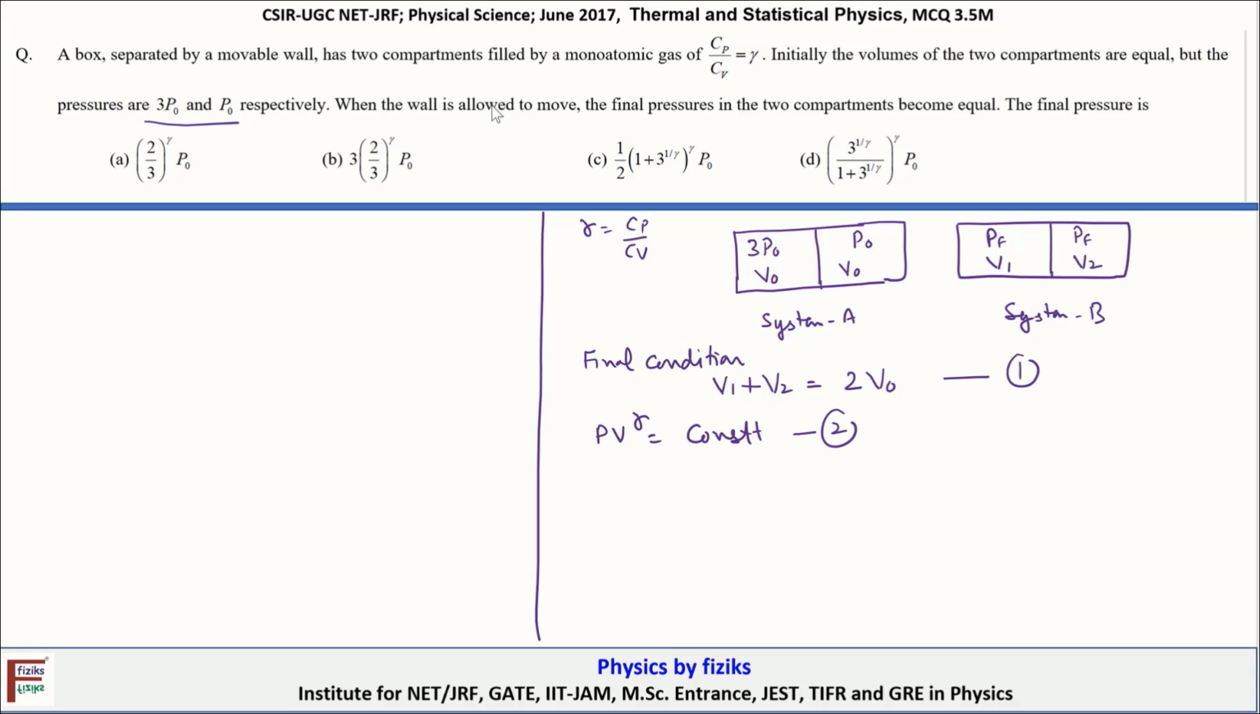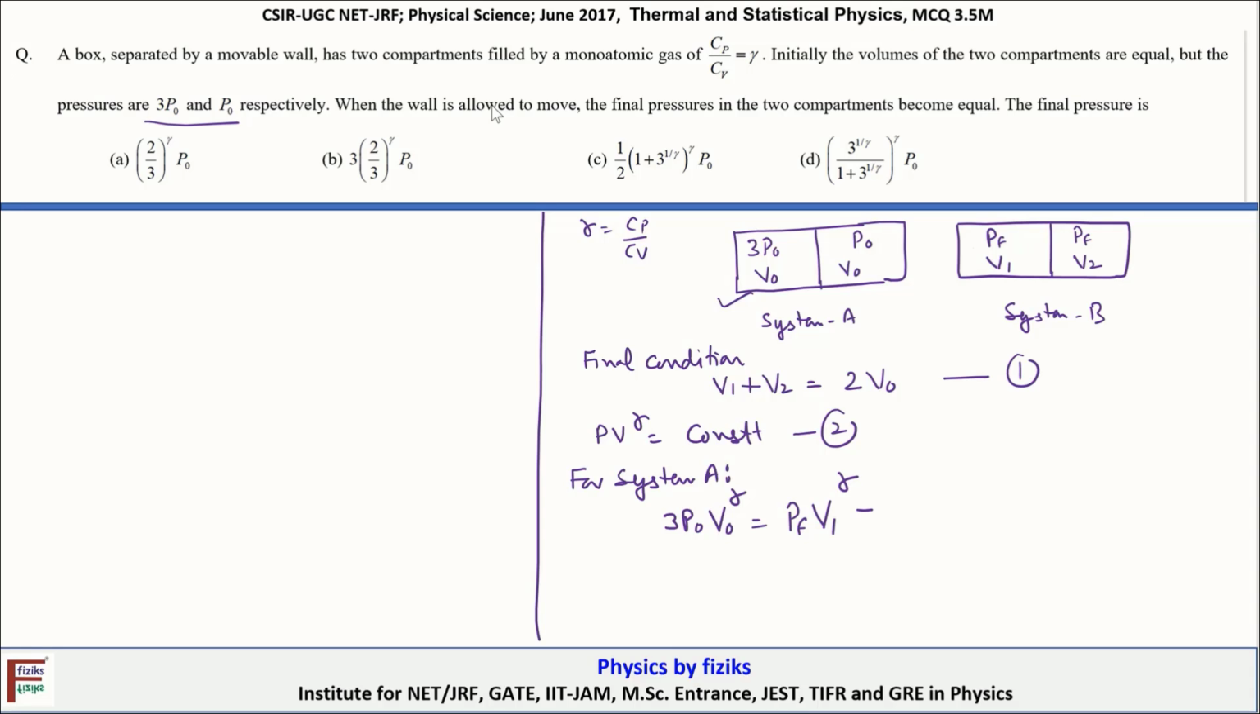Okay, so now for system A, if we apply PV power gamma is equal to constant, for the initial situation, the initial pressure is 3P0, and the corresponding volume is V0. So P V power gamma, that is equal to the final pressure in the left part, that is Pf, and the corresponding volume V1, so we have written V1 power gamma.